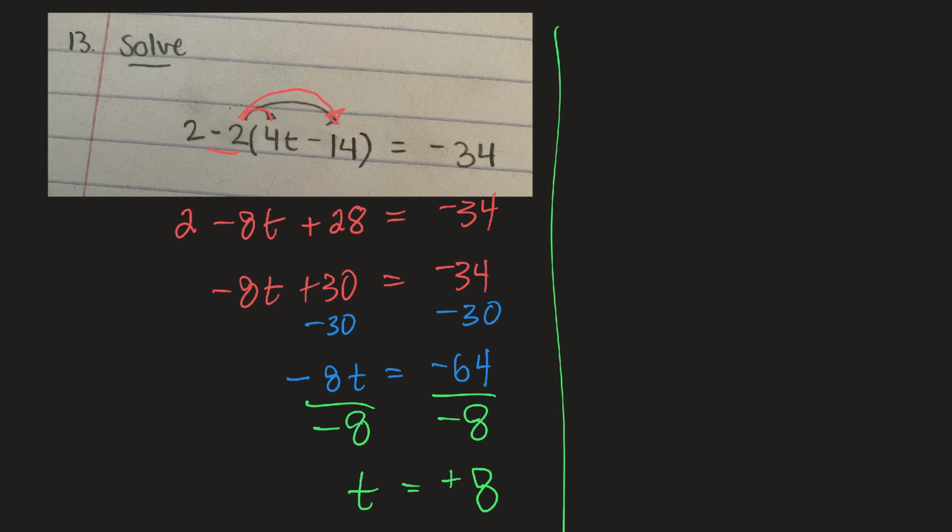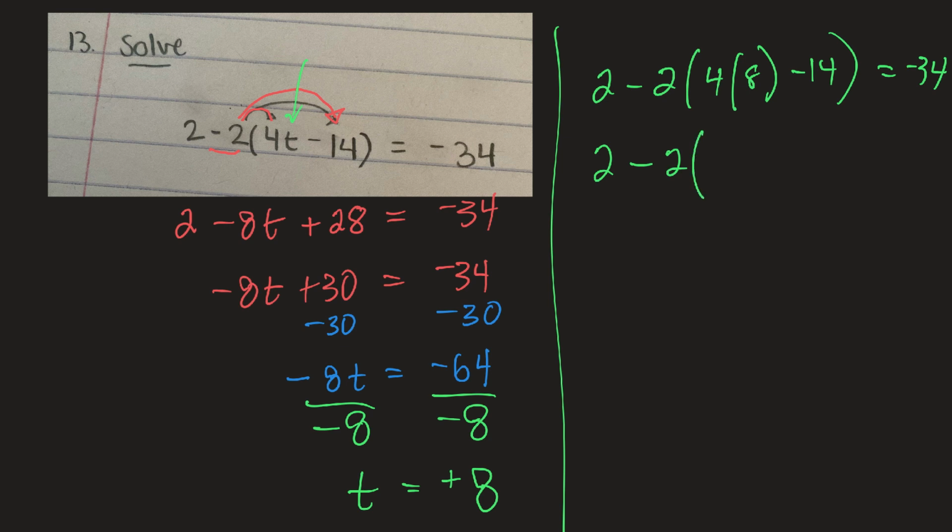And you don't have to, but you can check just to make sure you're right. You can put in an 8 everywhere you see a t. So 2 minus 2 times 4 times 8 is 32, 32 take away 14, I think, is 18. Is that equal to negative 34?